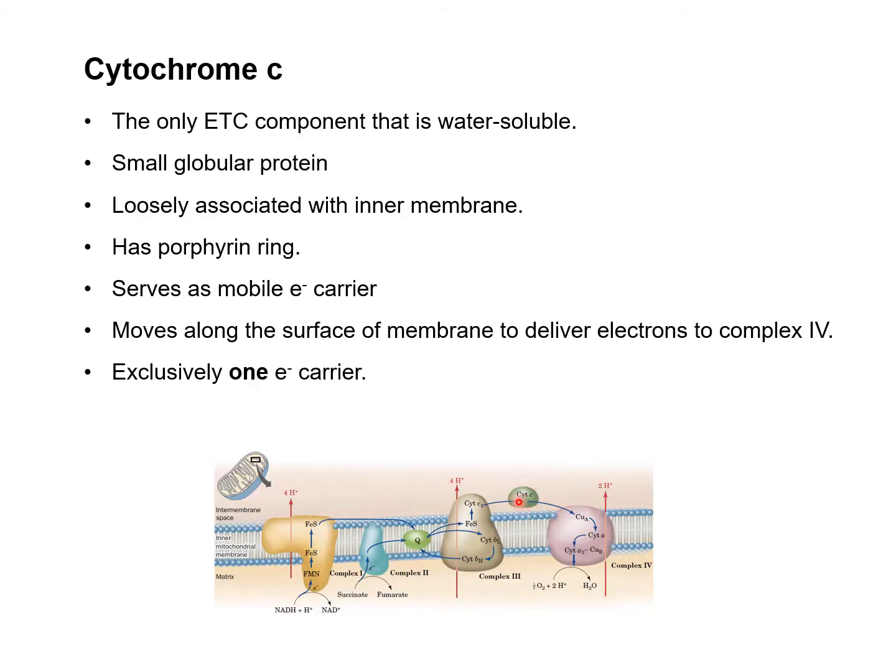The next one after complex 3 in terms of electron transfer is cytochrome C, and this is the only electron transfer chain component that is water soluble. It is a small globular protein and loosely associated with the inner membrane, and it has a porphyrin ring and serves as a mobile electron carrier. So it moves along the surface of the membrane, gets the electron from complex 3, and then delivers it to complex 4, and it is exclusively a one electron carrier.